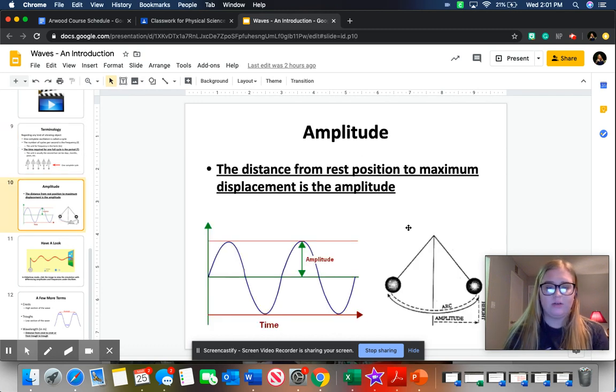So amplitude is the distance from the resting position to the maximum displacement of the wave. That just means, resting is where it started. So this is the resting position. And then the maximum displacement is the most, the highest the wave reached. So the amplitude is from resting to the highest point of the wave, or the lowest, just whichever one it moved more toward.